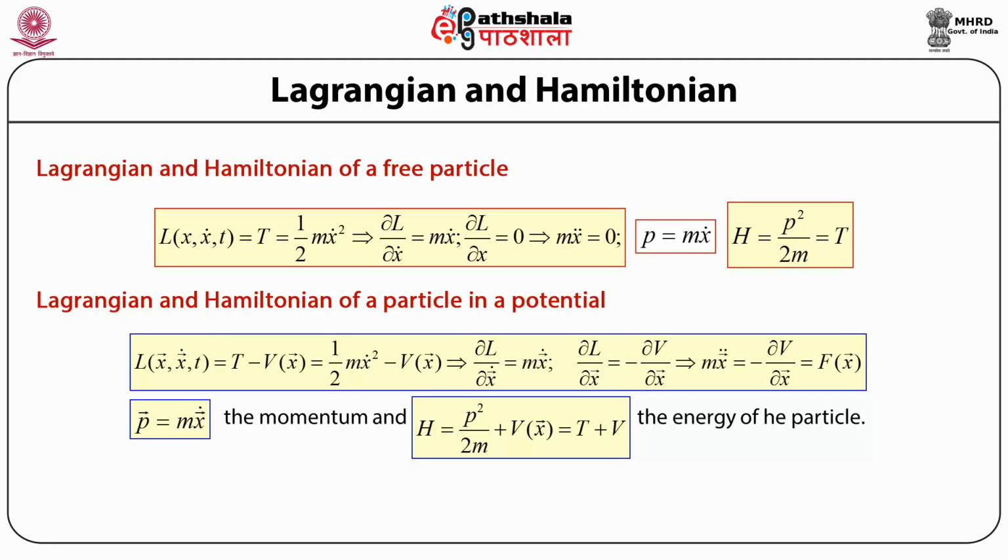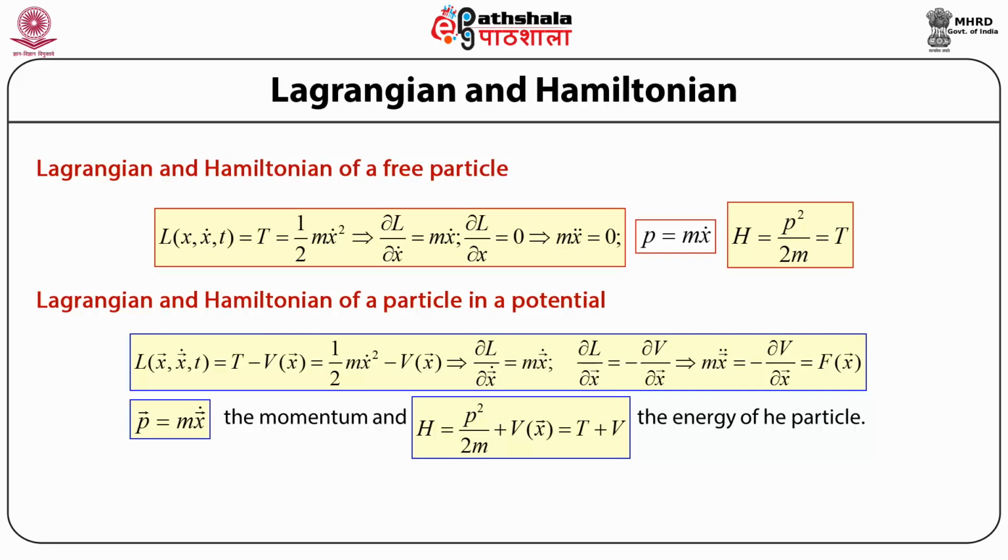The generalized momentum is p equals m x dot, the same as ordinary momentum, and the Hamiltonian is H equals p squared by 2m plus V(x) equals T plus V, the total energy. Thus, if we believe that A is Lorentz invariant, then so is gamma L. The statement of invariance greatly limits the possible form of the Lagrangian.